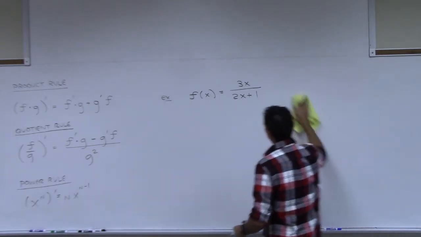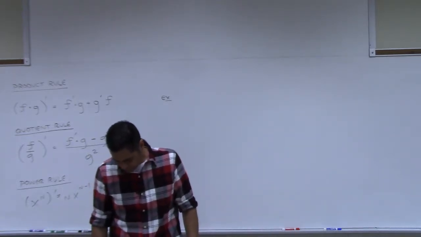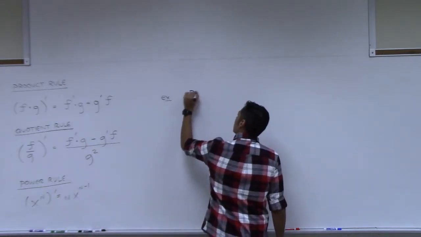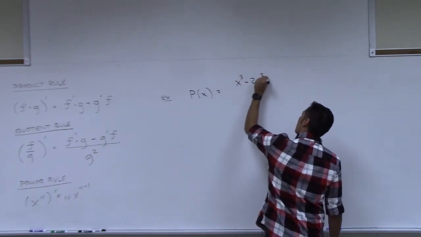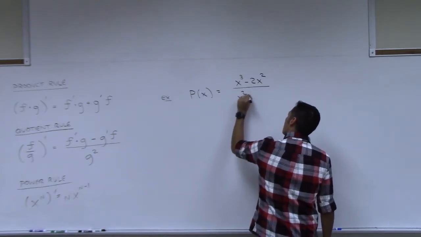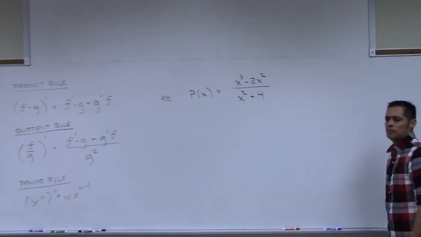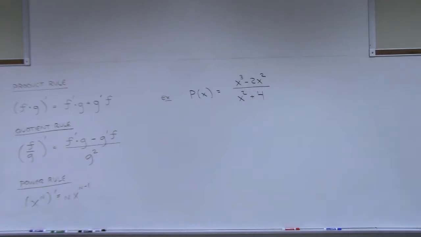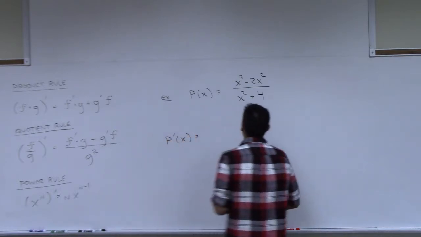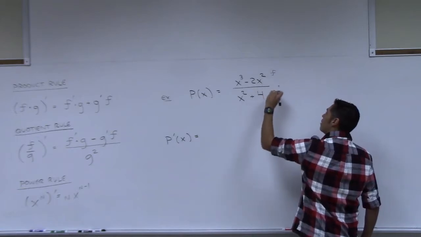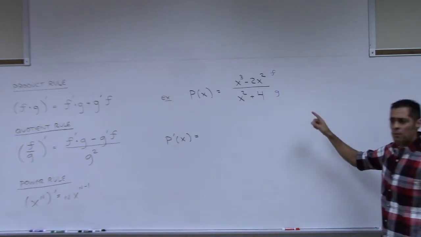All right, let's do another one. I'll make one up here. P of x, something like that for profit. Let's do x cubed minus 2x squared over x squared plus 4. All right, trying to find the derivative of this. So we identify f as being the numerator, g as being the denominator, right? And then we go f prime g minus g prime f all over g squared.